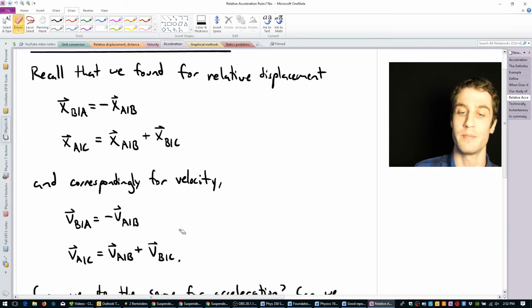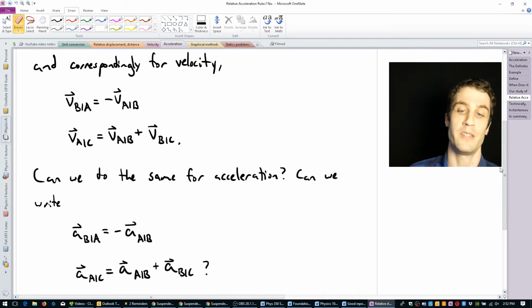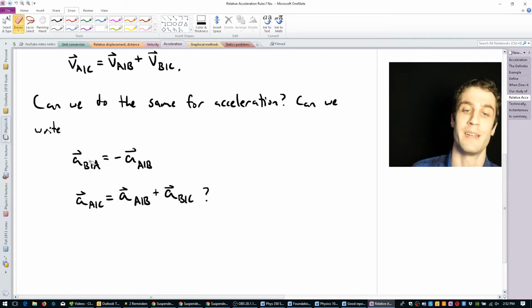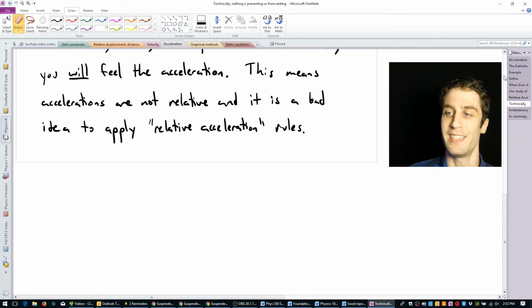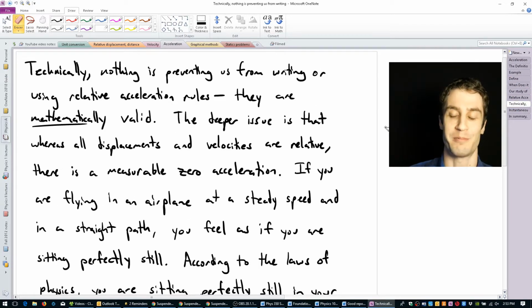Correspondingly for velocity, here are our relative velocity rules. And so can we do the same for acceleration? Can we write acceleration of b relative to a equals negative acceleration of a relative to b? Acceleration of a relative to c is equal to acceleration of a relative to b plus acceleration of b relative to c. Technically, yes we can. Technically, nothing is preventing us from writing or using relative acceleration rules.